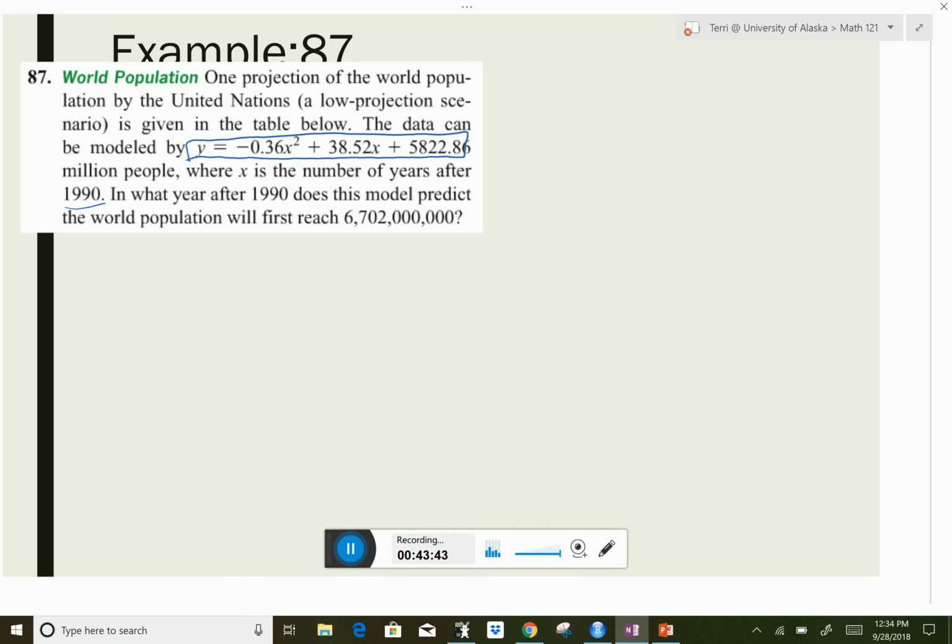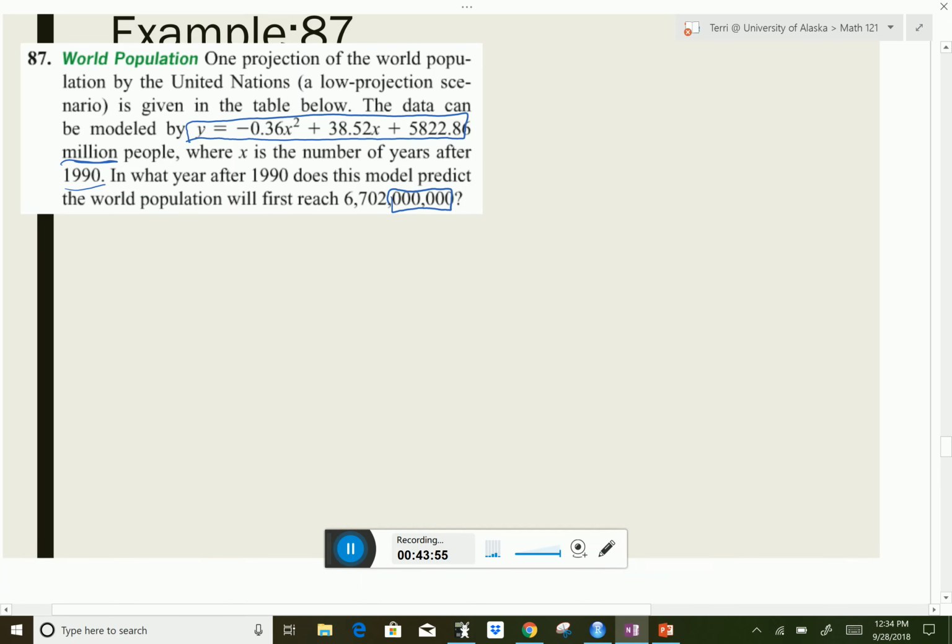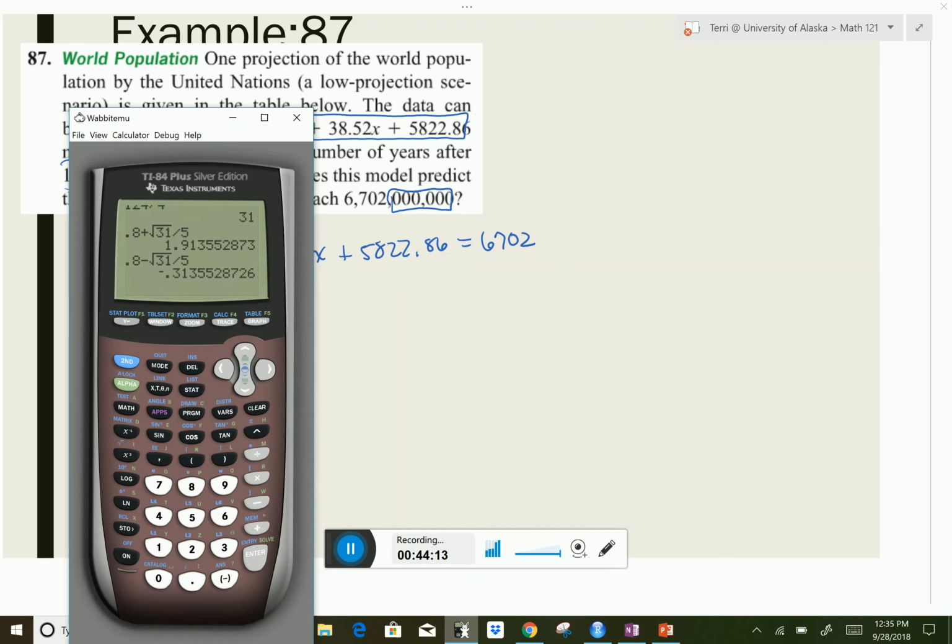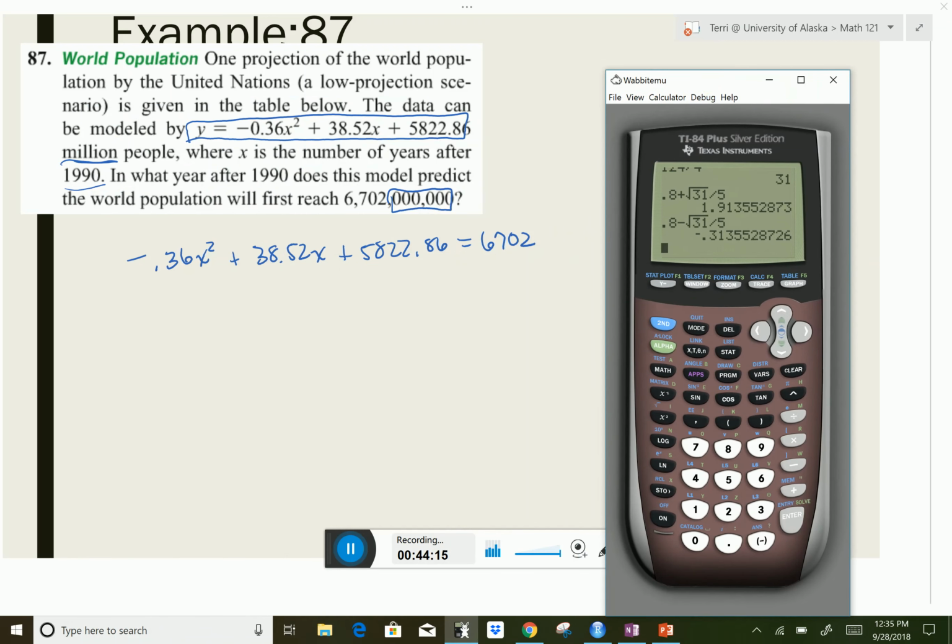So let's see what we have here. So remember, this is in millions. So we can actually take off these 6 zeros. So we want to see, when does negative 0.36x squared plus 38.52x plus 5822.86, when is that equal to 6702? So let's go to our calculator, because I'm not going to do that by hand. I can, I just choose not to.